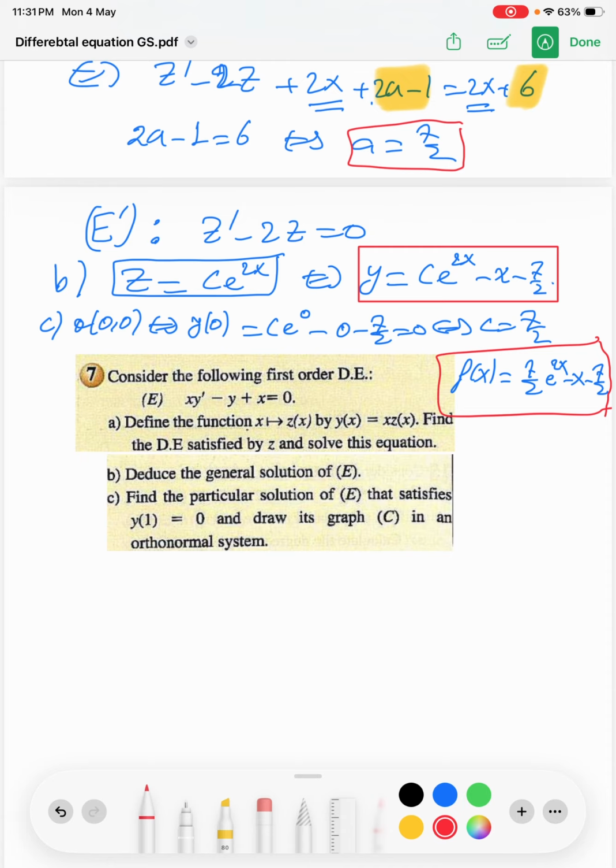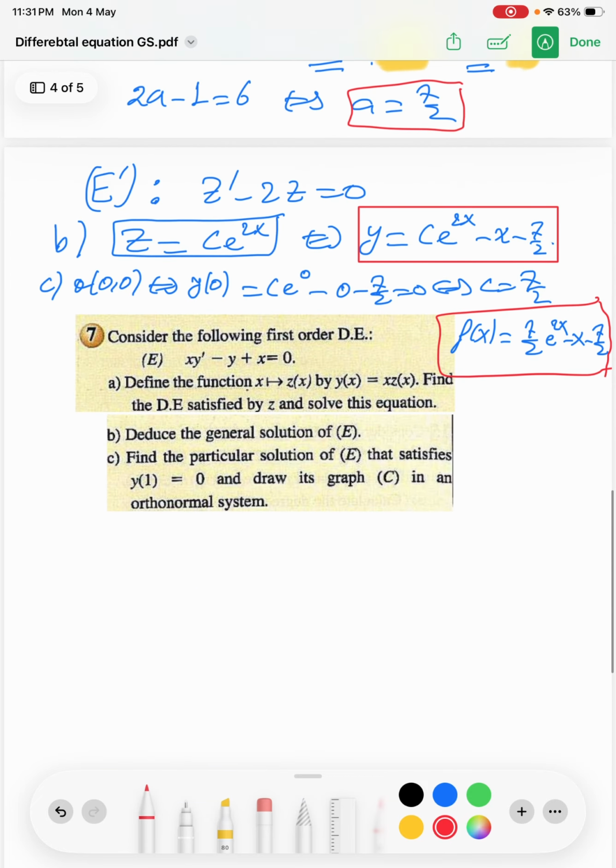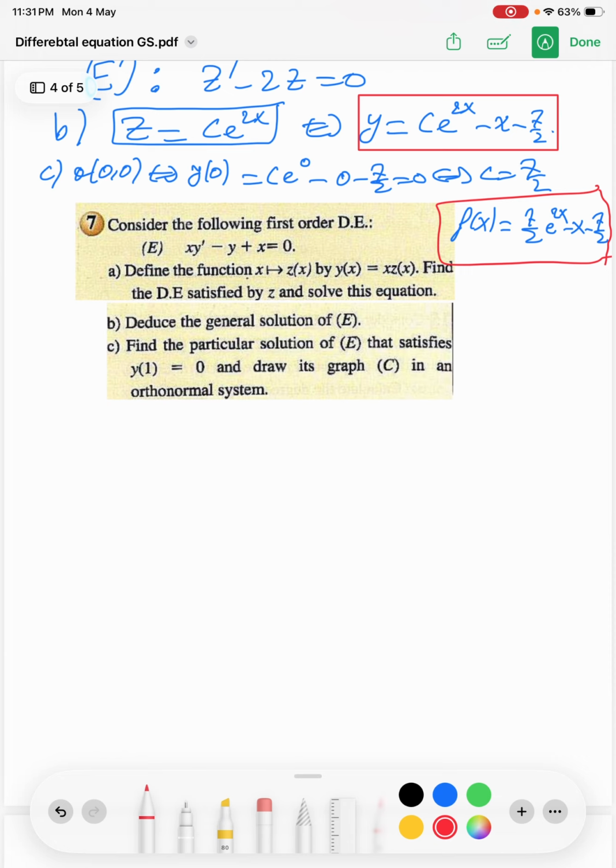Now we have to do exercise number 7. We still have only number 7. Let's go. Exercise number 7. We have the differential equation E: xy prime minus y plus x equal to 0.